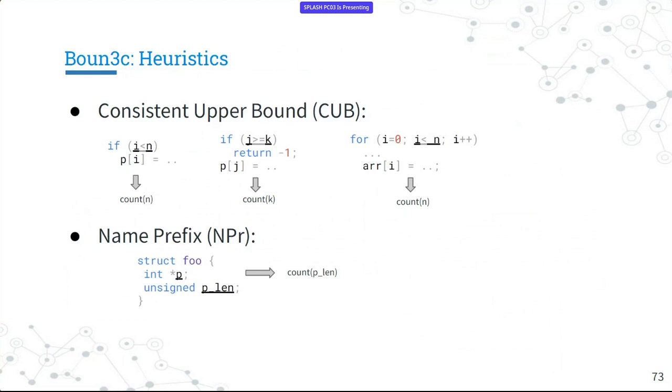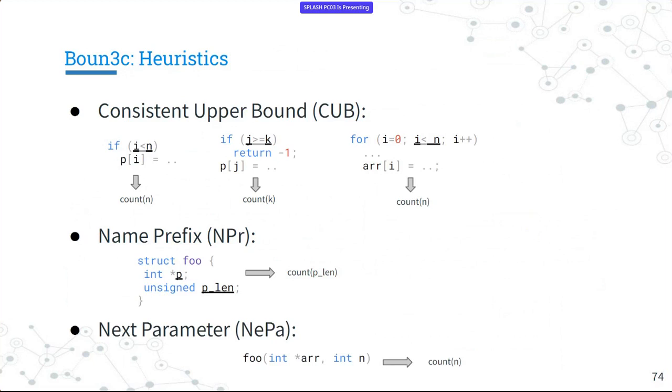Similarly, we use certain heuristics based on programming patterns. For instance, the name prefix heuristic checks whether there is any other scalar variable which has the same prefix as the pointer variable name, and if so, we consider that as the count bound. And similarly, there is a next parameter heuristic that takes the next parameter as the bounds for array parameters. Okay.